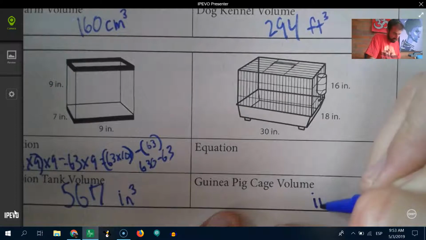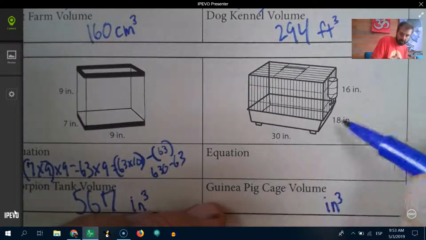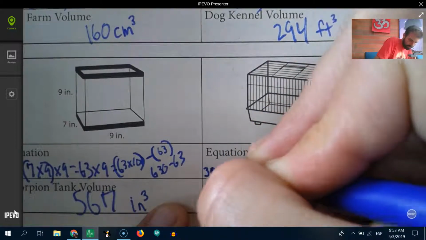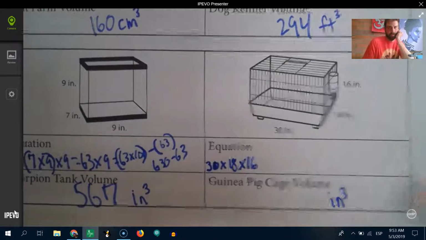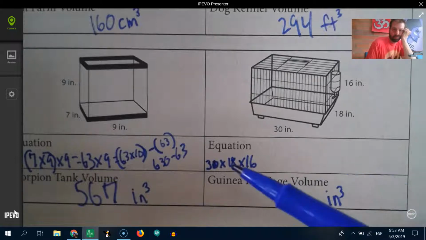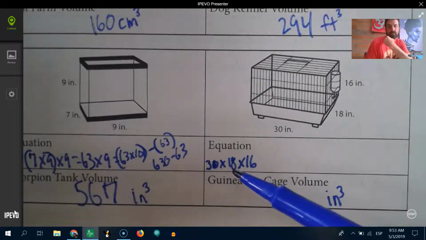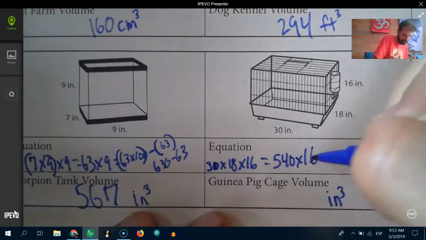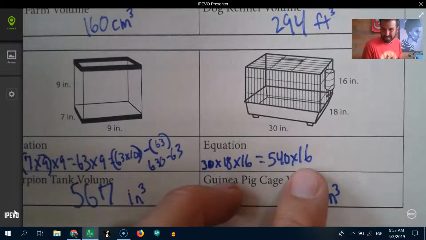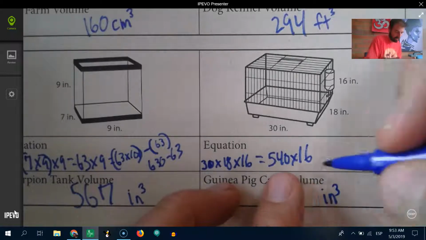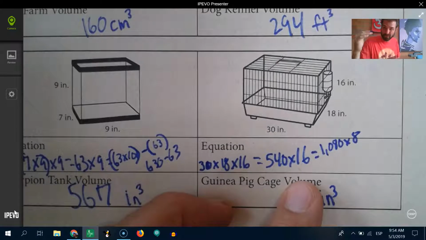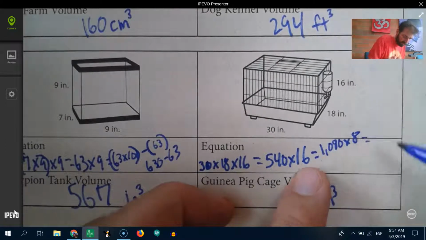All right, this is guinea pig. We have inches cubed. I'm going to see if I can write it teeny tiny. So I have 30 by 18 by 16. I'm wondering if doubling and halving will help me at some point. I can think this through, this 30 times 18. I know 3 times 18 is 54, and then 54 by 10 would be 540. So that's going to change me to 540 times 16. Because I see this 16, I know I can get to 2 if I double and halve. That's another strategy I have. So 540 times 16 is the same thing as 1080 times 8. I doubled and I halved it.